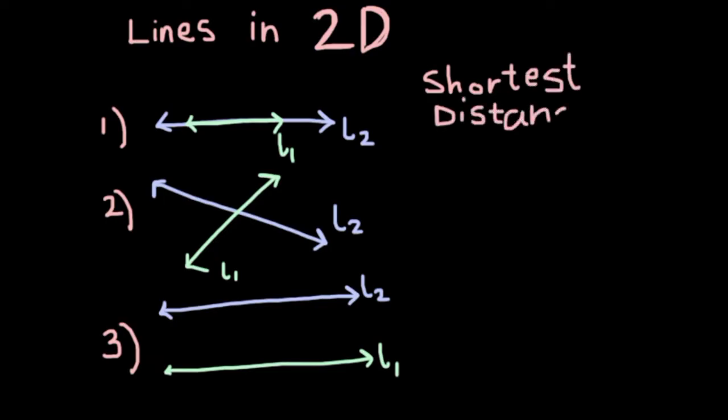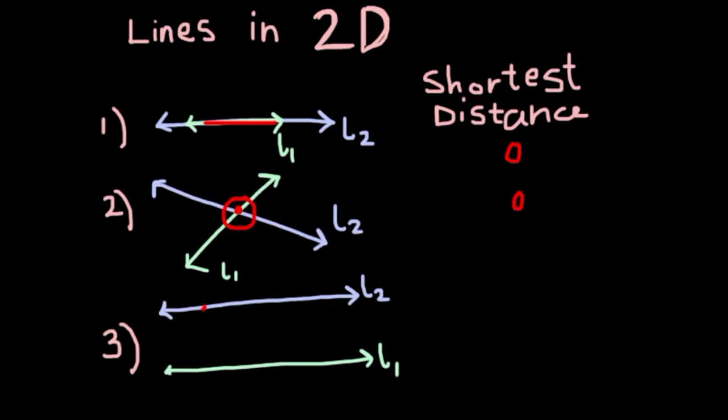Now we talk about the shortest distance in these three cases. In the first case, the shortest distance between the two lines L1 and L2 is 0. And the same in the second case, when the two lines intersect each other, the distance between L1 and L2 is 0 because there is an intersection point. And in the third case, the distance between these two lines is not 0.